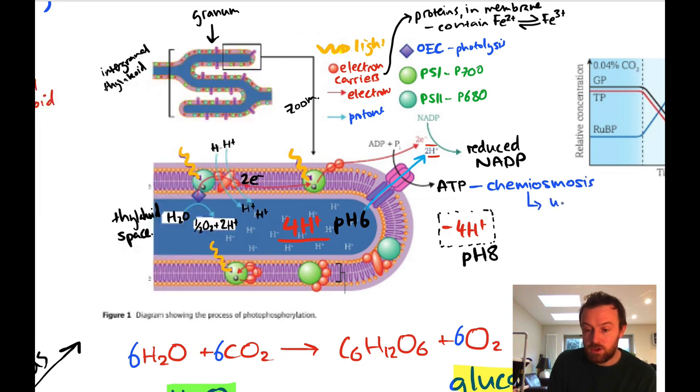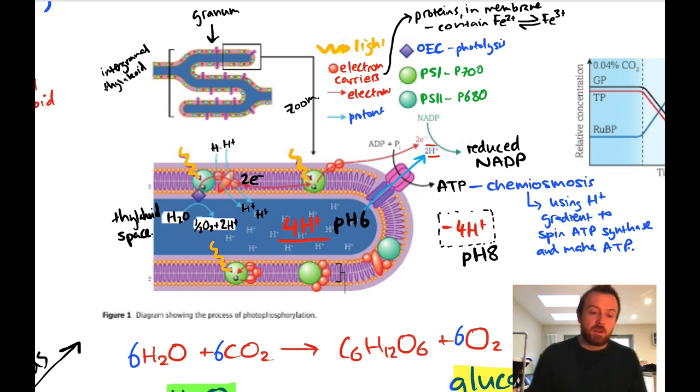And it basically means using the H+ gradient to spin ATP synthase and make ATP. Okay? So that is physically where this is occurring.